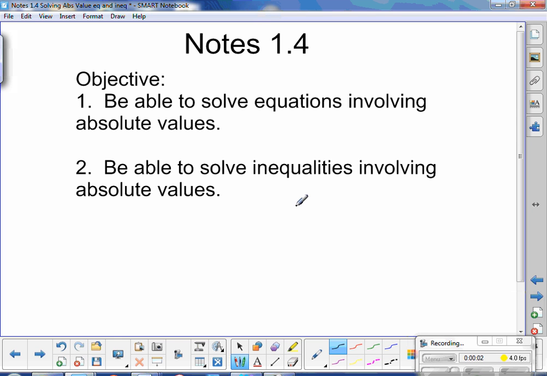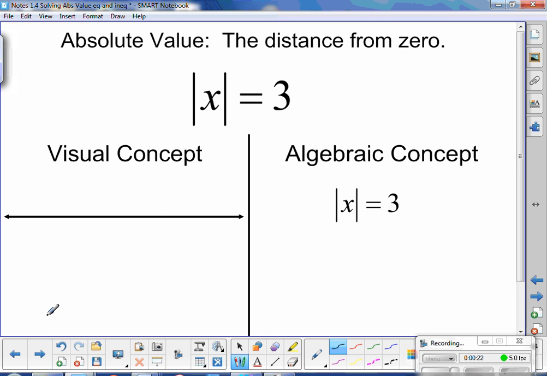So here are the notes 1.4 for Honors Algebra 2. Your assignment tonight is basically just copy these down. There are two objectives: be able to solve equations involving absolute values, and be able to solve inequalities involving absolute values. So moving on.